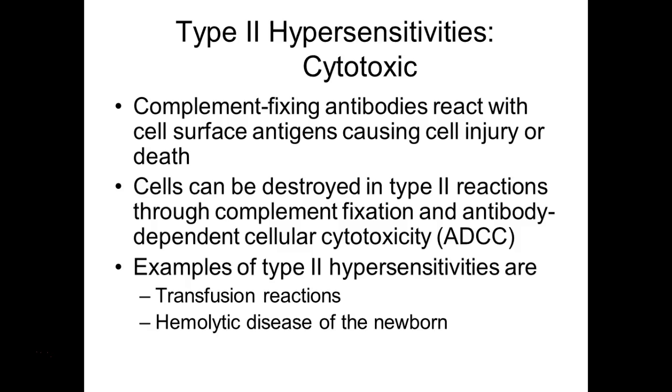Or it could be IgGs, that antibody is coating the red blood cell, and then the natural killer cell comes along and attaches to that IgG and destroys that cell. Remember, that's antibody-dependent cellular toxicity. Both of those can happen with a transfusion reaction.